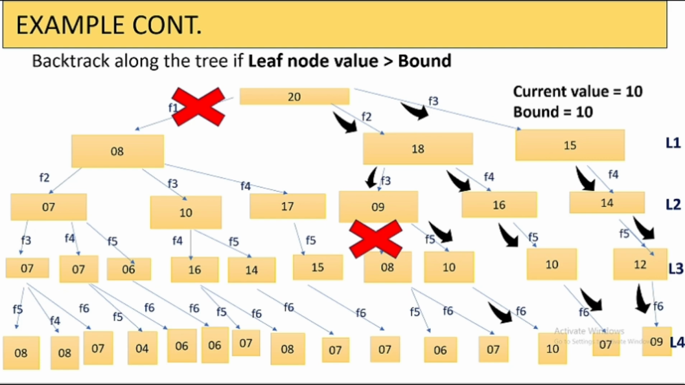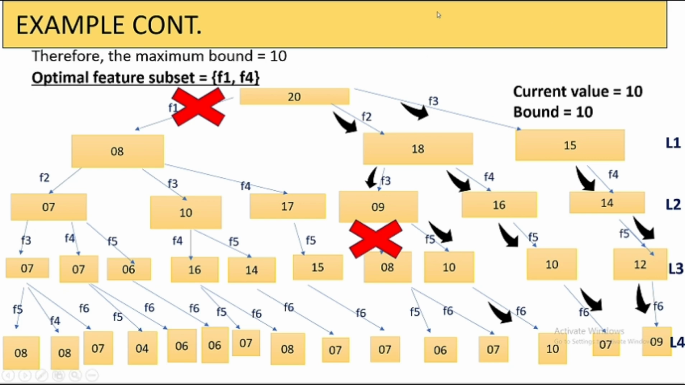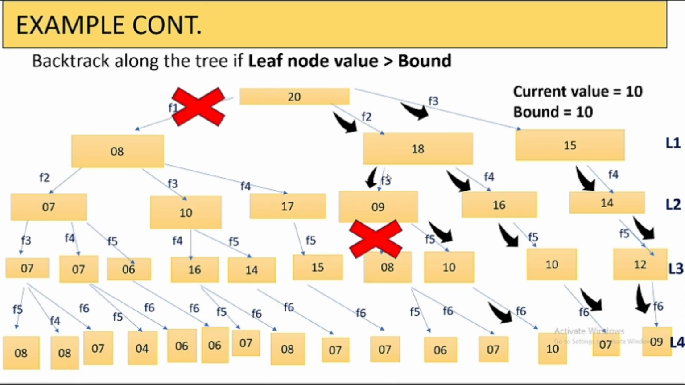Then if I again go through this node, this has a value of 9, which is less than 10. Therefore, I do not need to continue through this node. So I can remove it. If I again go back and come to this node, this has again a value of 8, which is less than the bound value 10. So I do not have to continue that branch.